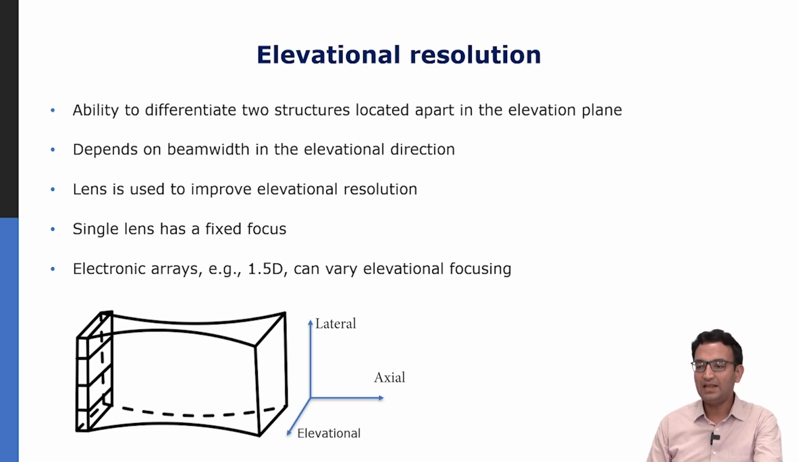And therefore, a lens can be used to improve the elevational resolution. But the challenge is a single lens has a fixed focus, so the elevational resolution can be good at a given point at the elevational focus, but it will degrade at other points. And that is where electronic arrays are created, such as 1.5 dimensional arrays, which we will discuss in more detail in the beam forming chapter. And there can be electronic focusing in the elevational plane, and we can vary the depth at which we can do the focusing, and we can maintain consistent imaging quality at different depths with respect to elevational resolution.